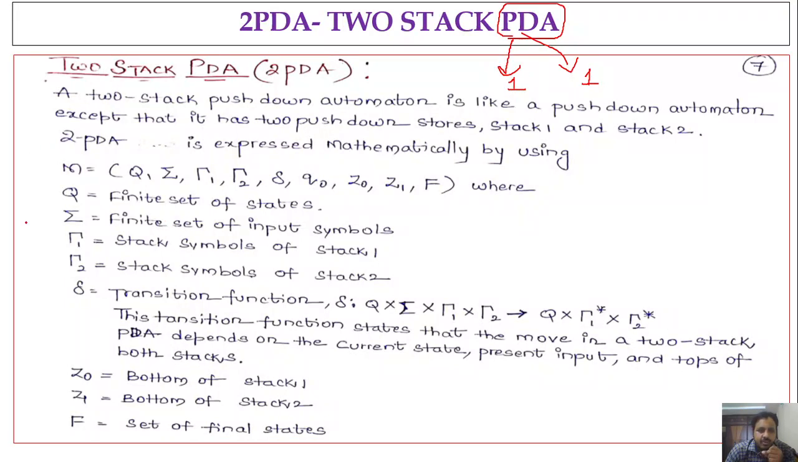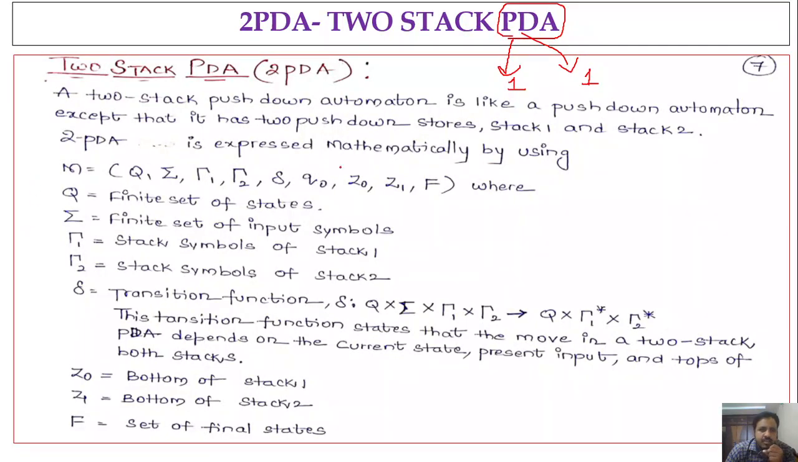By adding that stack, its capability to accept languages increases beyond the push-down automata. It accepts context free languages, along with context sensitive languages and recursively enumerable languages, and many more complex languages as well.